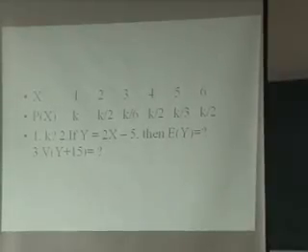So here we have a random variable. X can be equal to 1, 2, 3, 4, 5, 6. And the probability of x equal to 1 is k, 2 is k over 2, 3 is k over 6, 4 is k over 2, 5 is k over 3, and 6 is k over 2. So what is k? How to get k?